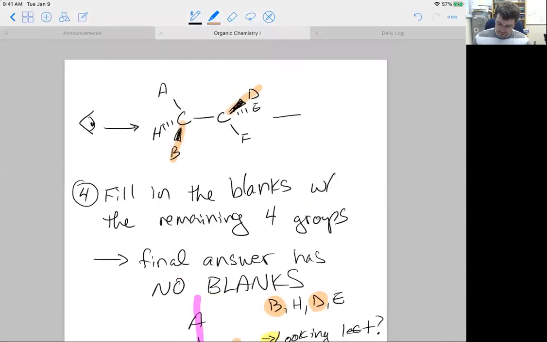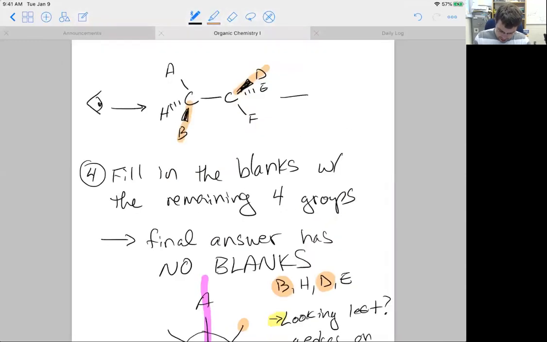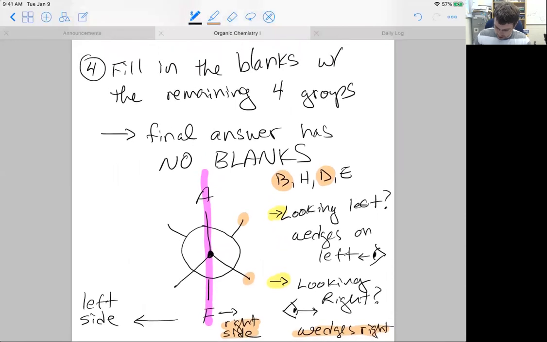Well, if we go back up, B is attached to the dot, right? It's attached to that carbon that's the first carbon that our eye bumps into, whereas D is attached to the circle, the second carbon that our eye bumps into. So B goes here because that is on a line that is connecting to the dot. And then D goes here because that's on a line that's connecting not to the dot, but stopping at the circle. So now we've added our wedge groups.